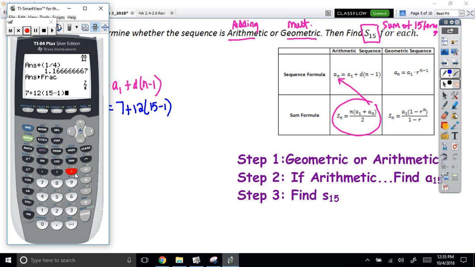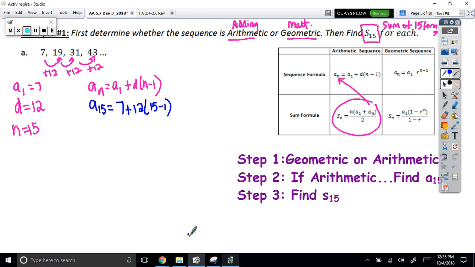It does PEMDAS. And I'll get 175. You might want to jot down that this is a sub n also. A sub n equals a sub 15, so we're looking for the 15th term.